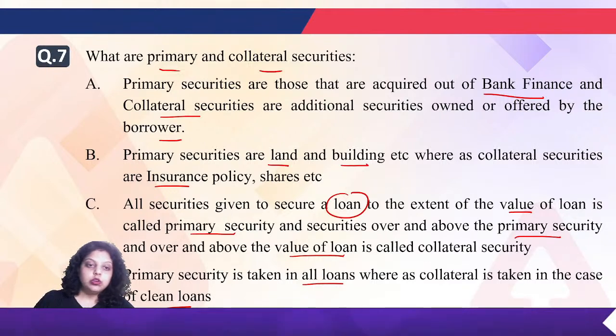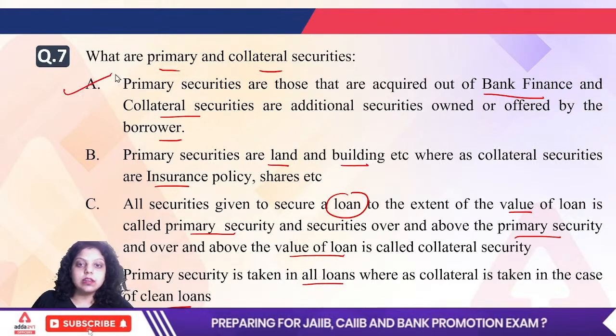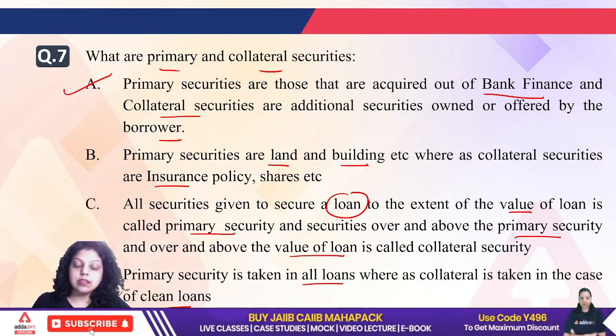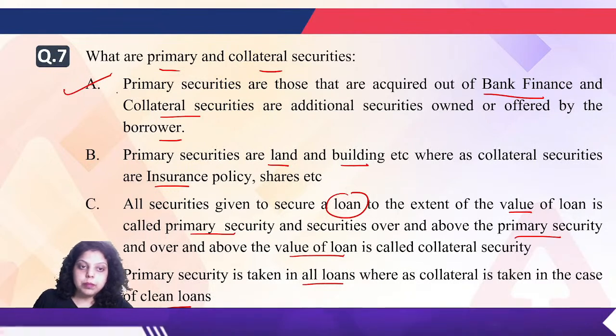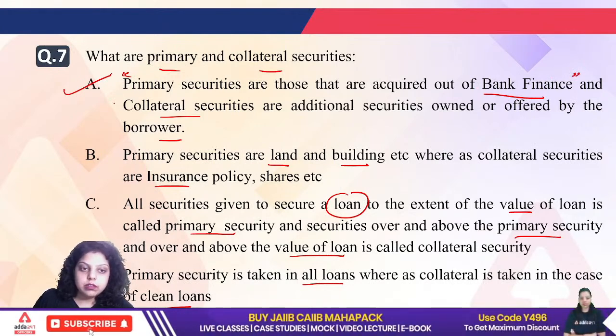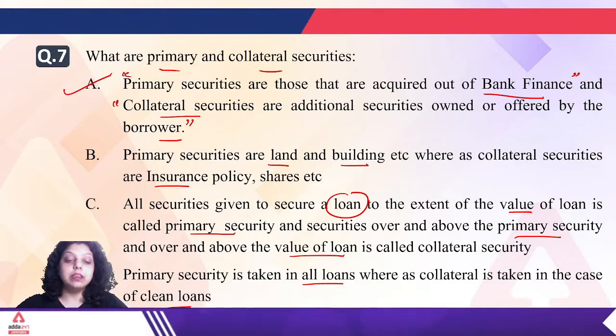Okay, so the right answer is that primary securities are those acquired out of bank finance, and collateral securities are additional securities owned or offered by the borrower. Simply remember that primary securities are those acquired out of bank finance, and collateral securities are additional securities owned or offered by the borrower.